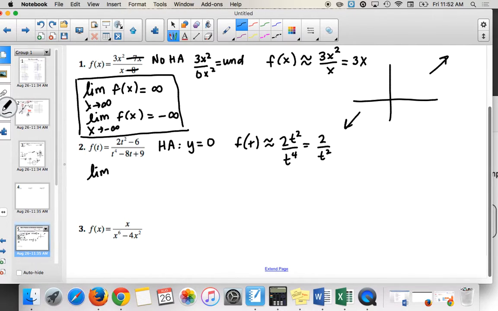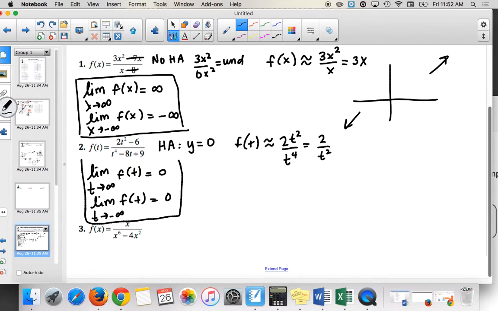It doesn't matter if you plug in a positive number or a negative number, a big positive or a big negative. They both give you 0. They're both giving you that same horizontal asymptote. Do you guys get it? It's 0, yep. So it's not one where there are two horizontal asymptotes or anything. So I'm going to skip 3.